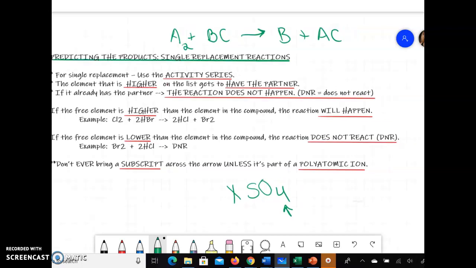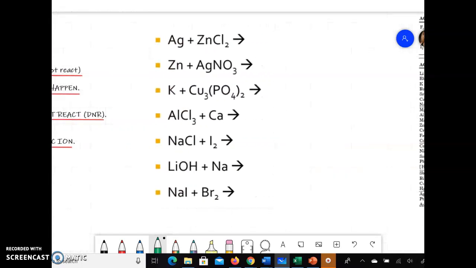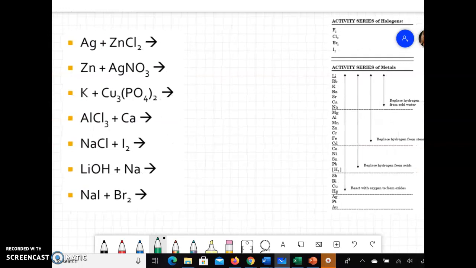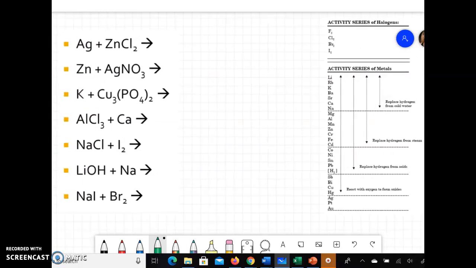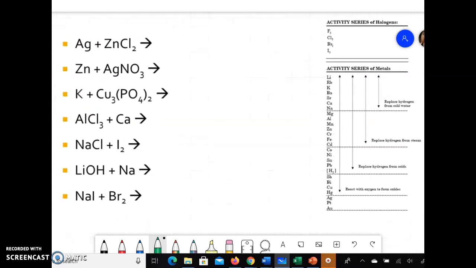Alright, let me show you how to do some of these. First of all, you want to find your activity series in your reference packet. And again, it looks like this. It's a list of elements. Towards the top are the more reactive and towards the bottom are less reactive. Notice that there are 2 lists, and that's because these are all negative ions, and if you have yours printed out, you might want to make a note that those are the negative ones, and then all of these are the positive ones.